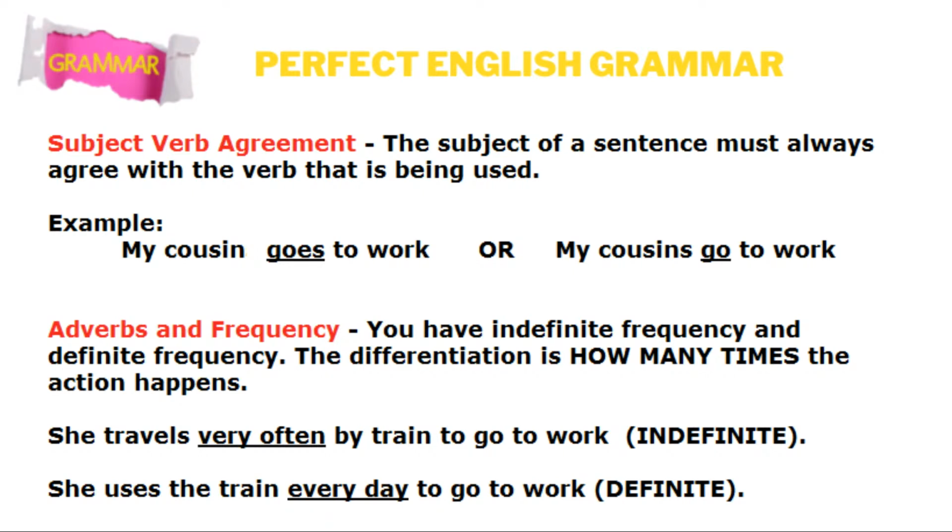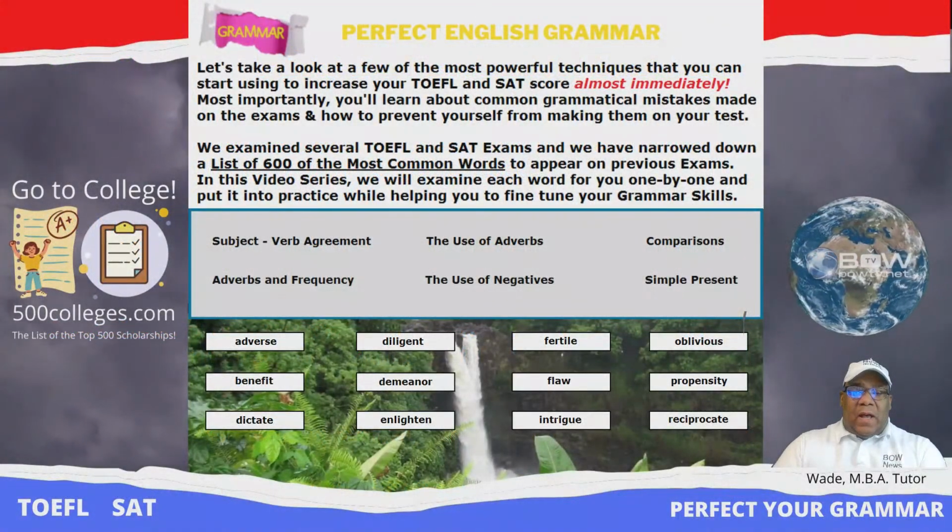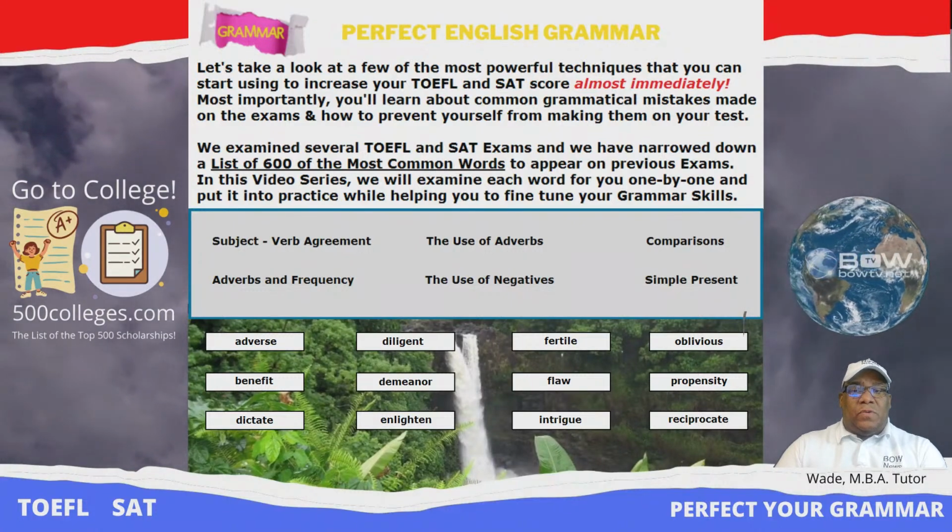Our next grammar style would be adverbs and frequency. You have indefinite frequency and definite frequency. The differentiation is how many times the action happens. One example would be, she travels very often by train to go to work, which would be indefinite. And another example, she uses the train every day to go to work, which is definite. So when it comes to adverbs and frequency, there is a difference between indefinite frequency and definite frequency. Those are the first two on this list of grammar skills.